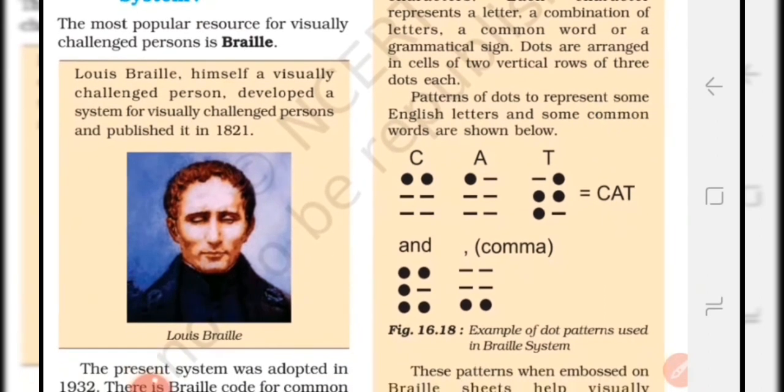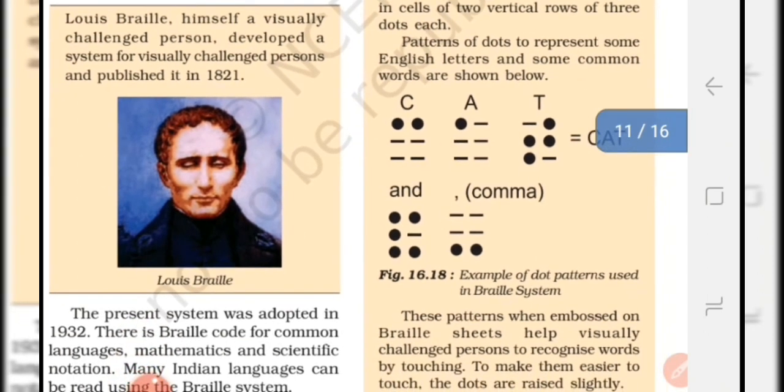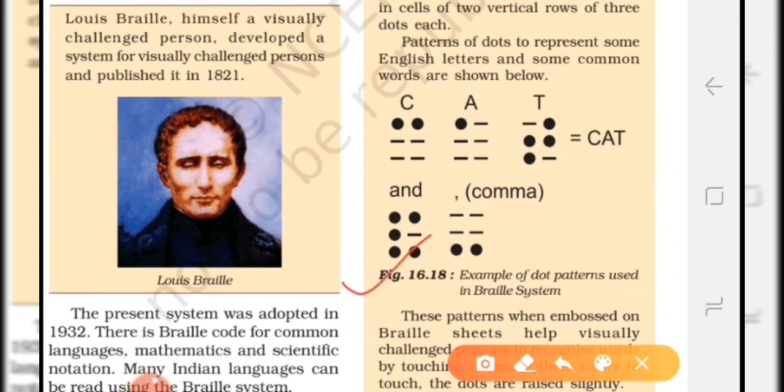Dots are arranged in cells of two vertical rows of 3 dots each, and one or more dots in a cell may be raised. You can see this in figure 16.18, some symbols in Braille. So a visually challenged person can feel these raised dots with their fingers and recognize the letters. This way they are also able to read books and other text printed in Braille.